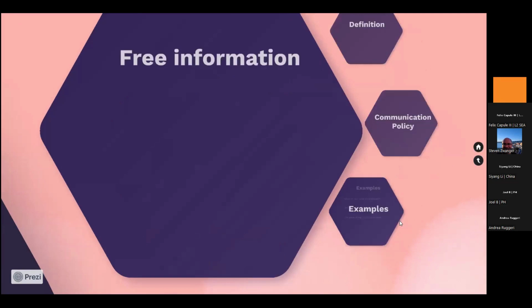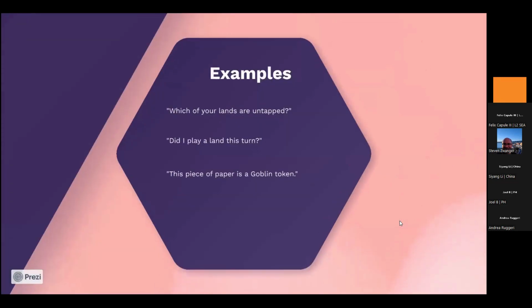And some statements or questions about free information. Which of your lands are untapped? That's asking about the state of the opponent's objects, game objects. So any question must be answered, and the answer must be truthful and complete.